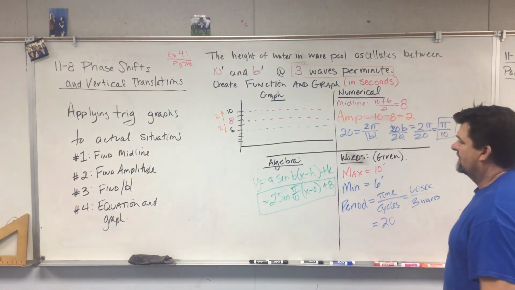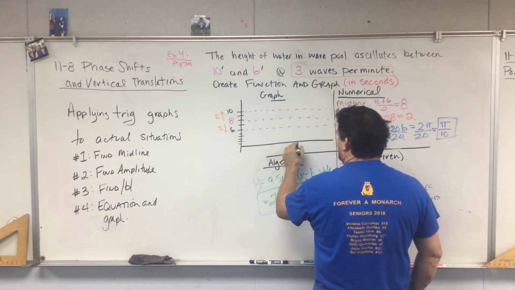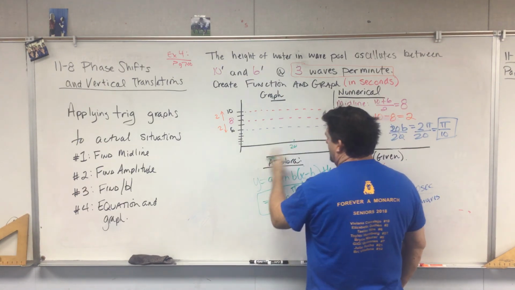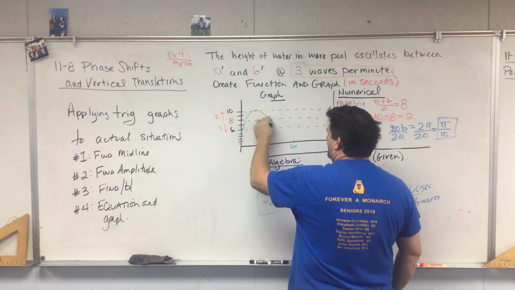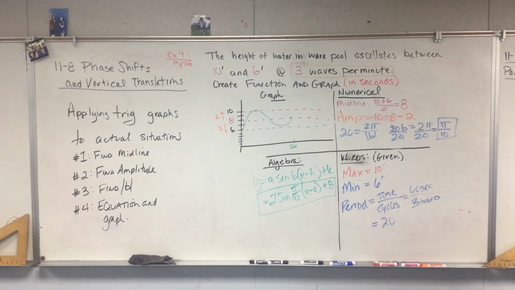Okay? So we're going to go out here. My period's 20. So now, all of a sudden, I've got a graph. It looks like that. There you guys go. That is how you solve those.